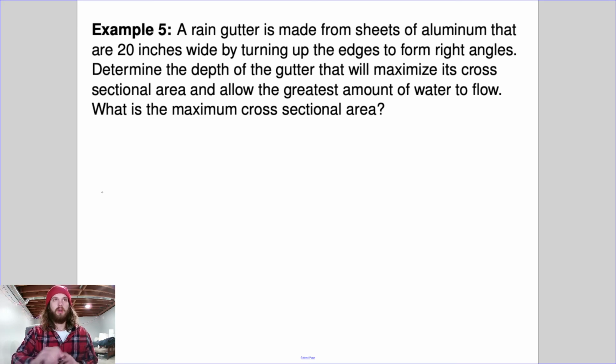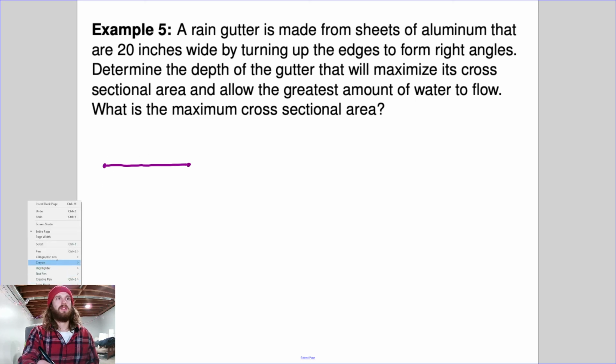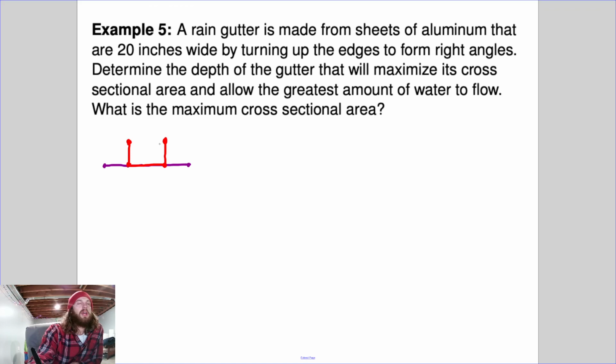So basically, what I want you to imagine happening here is we're making our rain gutter. We have a long sheet of aluminum like this, and we know that it's 20 inches long. We're going to take these little points right here and fold them together, and we're going to fold up our gutter like so. So the gutter is going to get folded up, and when it's hanging on the edge of our house, it's going to look like this.